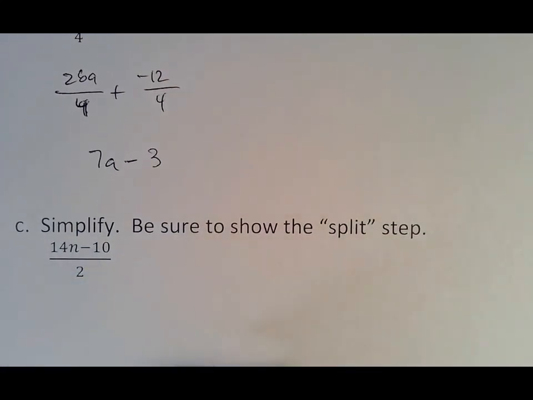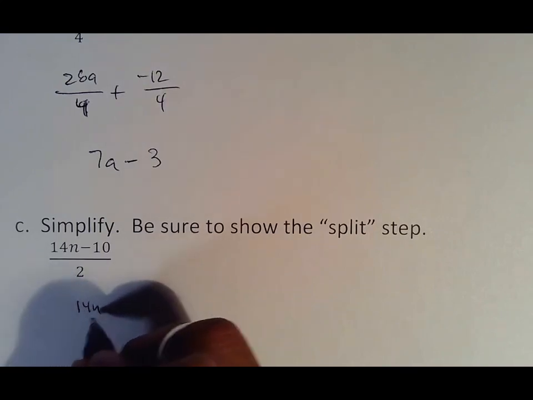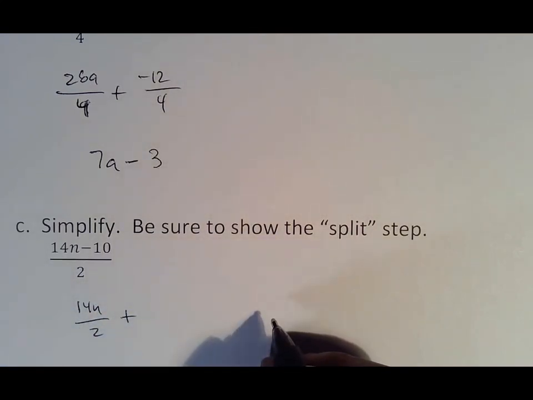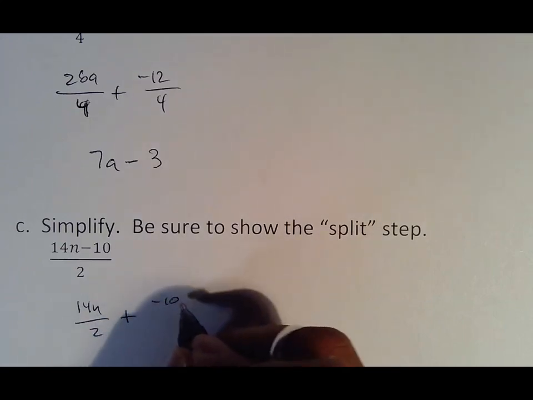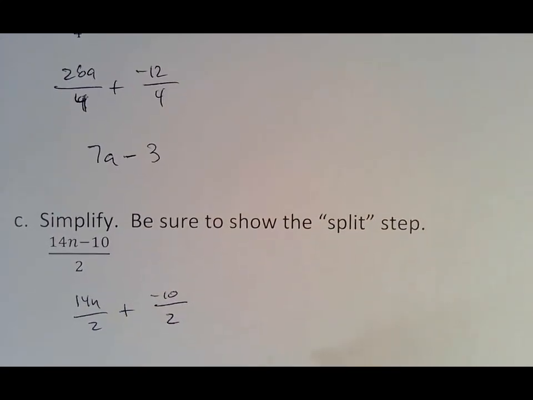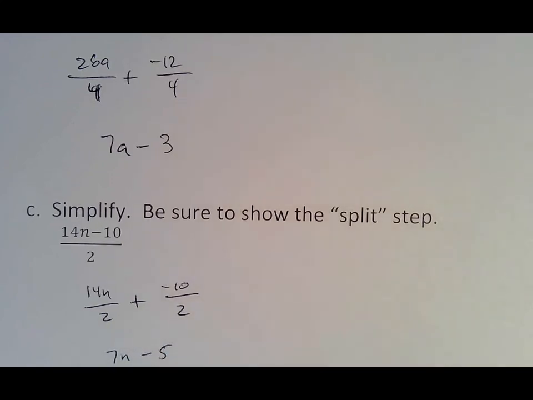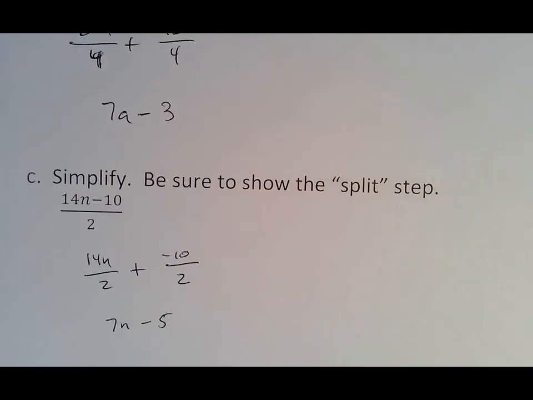C, again, split this fraction. It becomes 14n over 2 plus, always use a plus, and if you don't, it'll mark you wrong on MathXL, negative 10 over 2. 14 divided by 2 is 7. Attach an n. Negative 10 divided by 2, because the signs are different, is negative 5. And those are the 2 lines of work you have to show.